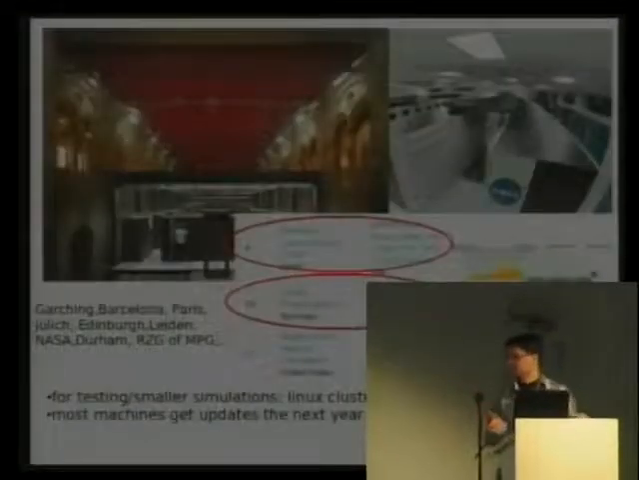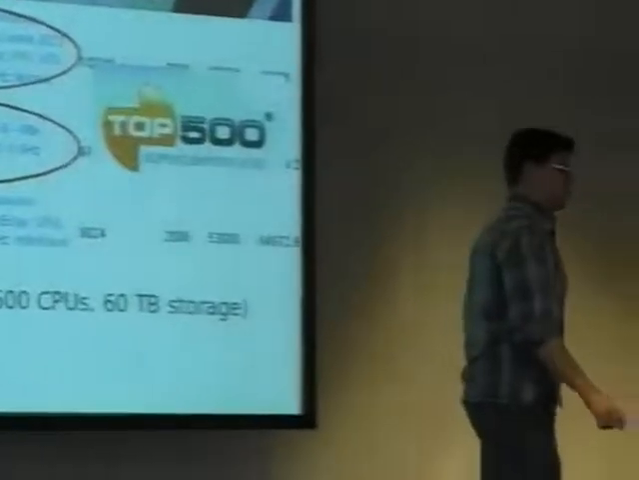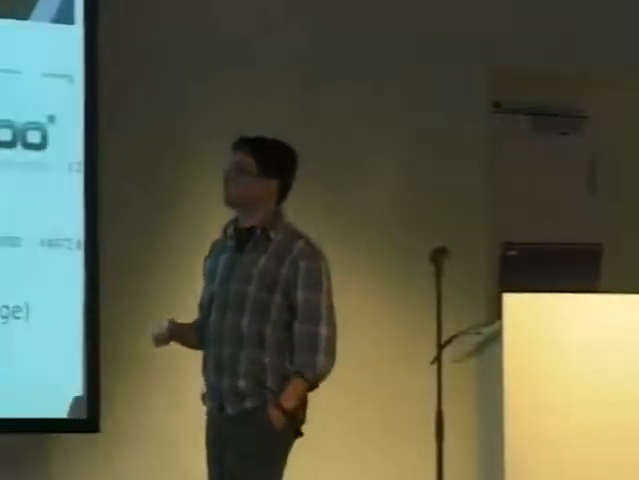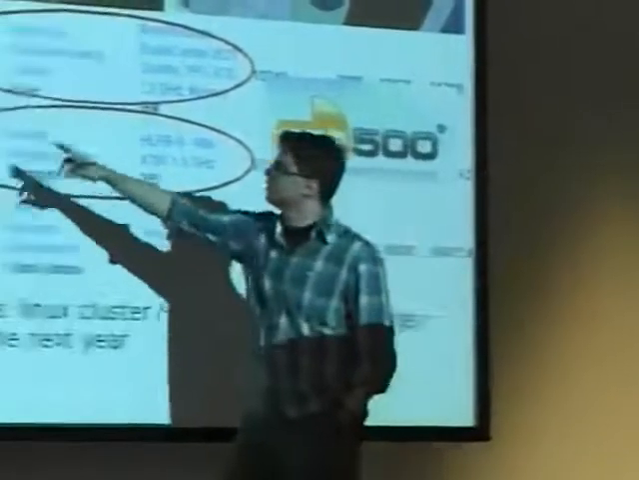And here are some other machines we use. There's one very funny machine in Barcelona that was actually place 9 in the top 500 in June of this year. This is the Mare Nostrum machine. It's placed in a church. I'm not sure why, they say it's due to cooling reasons, but I'm not totally sure. So this is this picture here.